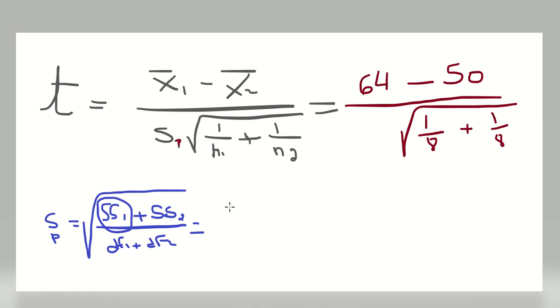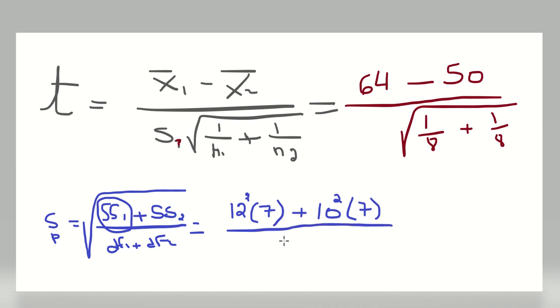Now, how do we find the sum of square in group 1? You take the standard deviation of group 1, you square it, and you multiply it by the degrees of freedom. So the standard deviation in group 1 was 12. You square it and multiply it by the degrees of freedom, which was 7, plus the standard deviation in the second group, which was 10. Again, you square the 10, and you multiply it by 8 minus 1, which is 7. And you divide by n1 plus n2 minus 2. So 8 plus 8, 16 minus 2 is 14. And you do the square root of all of this.